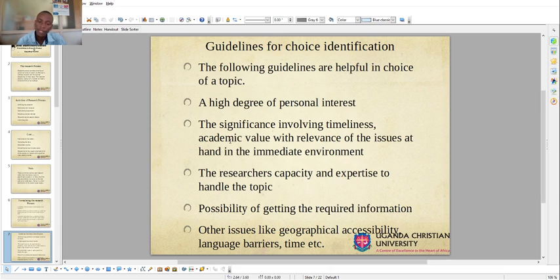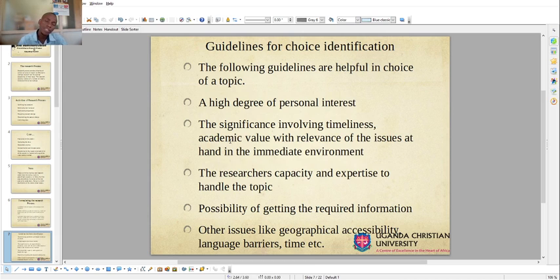And then the possibility of getting the required information. As you're picking a topic, make sure that you can get the information. Recall, it's the information we use to draw conclusions and answer our research questions and objectives. You need information, so you go out to people and they give you information. If you find that it's hard or it will be hard for you to get the information, please don't take that topic. Leave that area.